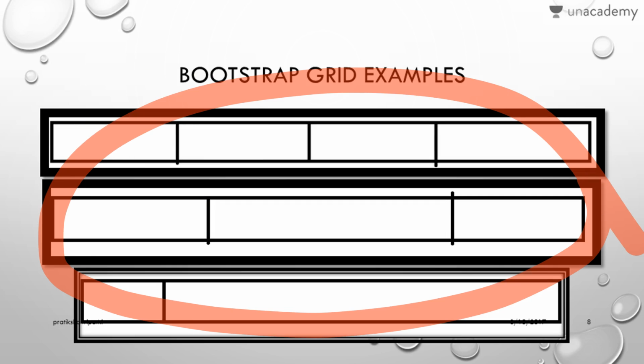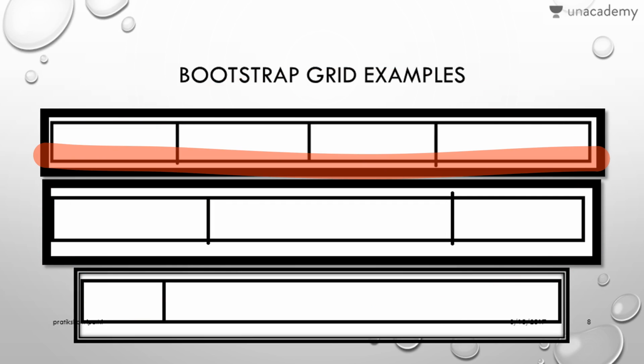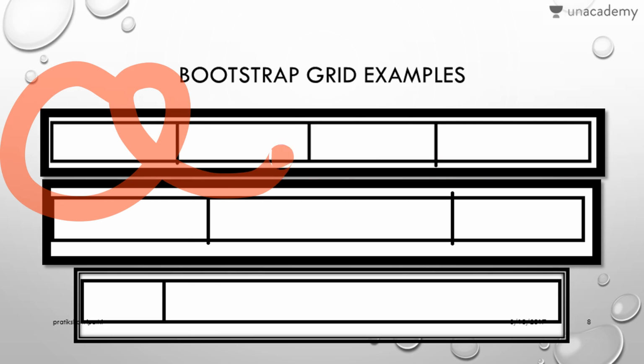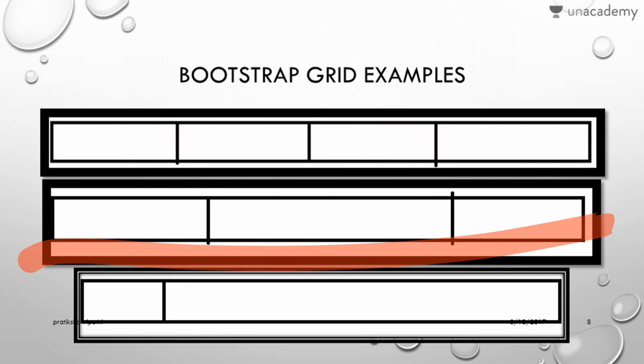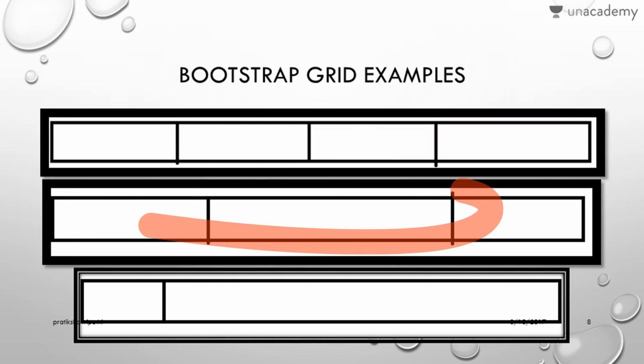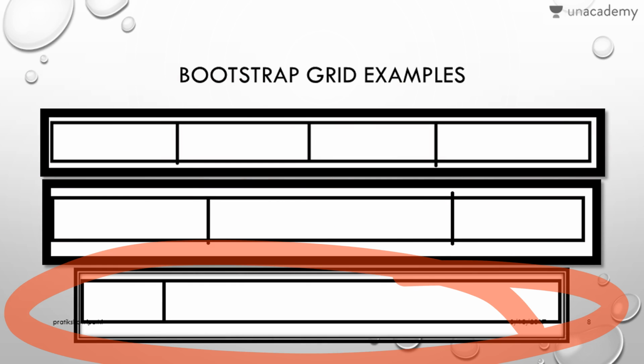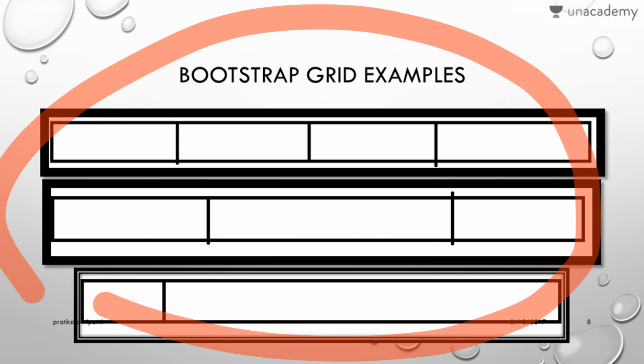This is called equal grids. These are four equal columns. The size is the same for all the columns. This is unequal. Okay, this is unequal. The size is different, and this is called two columns. Okay, two unequal columns. So different columns, different grids, different views.